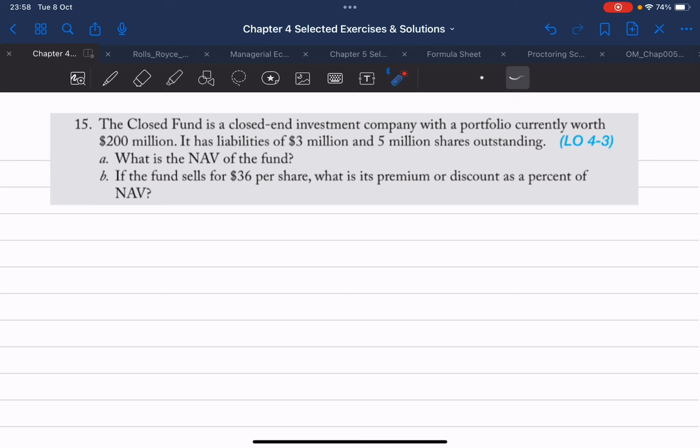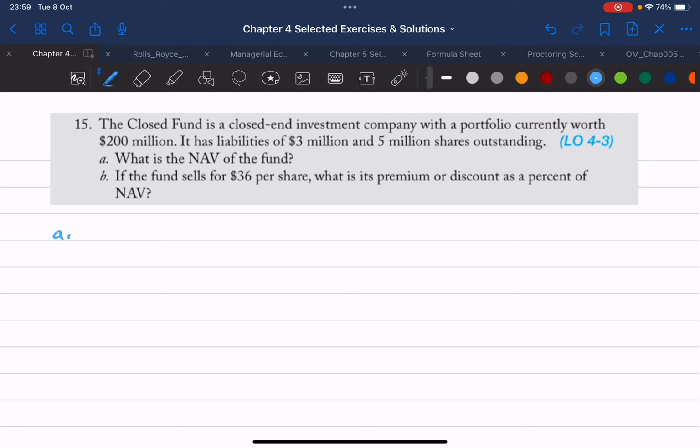If you remember, in our lecture we talked about closed-end funds and how they typically trade over or below the net asset value, and we can address that by saying that the fund is selling at a premium or a discount depending on the situation. So let's start with trying to answer part A first, and then we'll come back to the premium and discount.